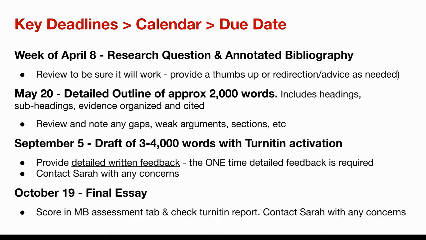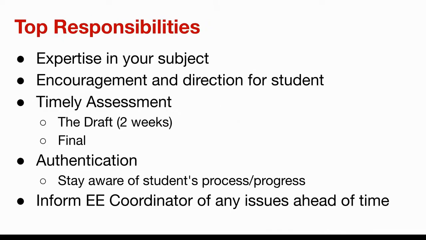The next big thing for them is the detailed outline, May 20th. And so the idea here is that they have all their evidence organized, ready to go, so they can write their paper over the summer break. And so that's at the end of the school year. Then they come back. They have a little bit of time in August to continue working on that draft. They give it to you. You give detailed feedback, and then they take that feedback and finish up the essay in mid-October. So that's just kind of an overview of some of the key dates.